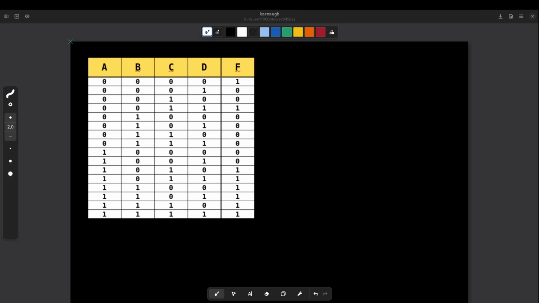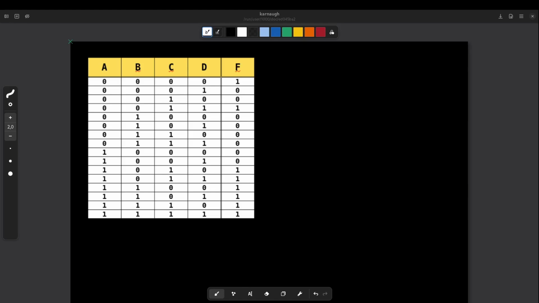In today's video, we are going to see how to minimize a logical function by means of a Karnaugh map. Here I leave you the link to my video regarding the minimization of a logical function by means of Boolean algebra.